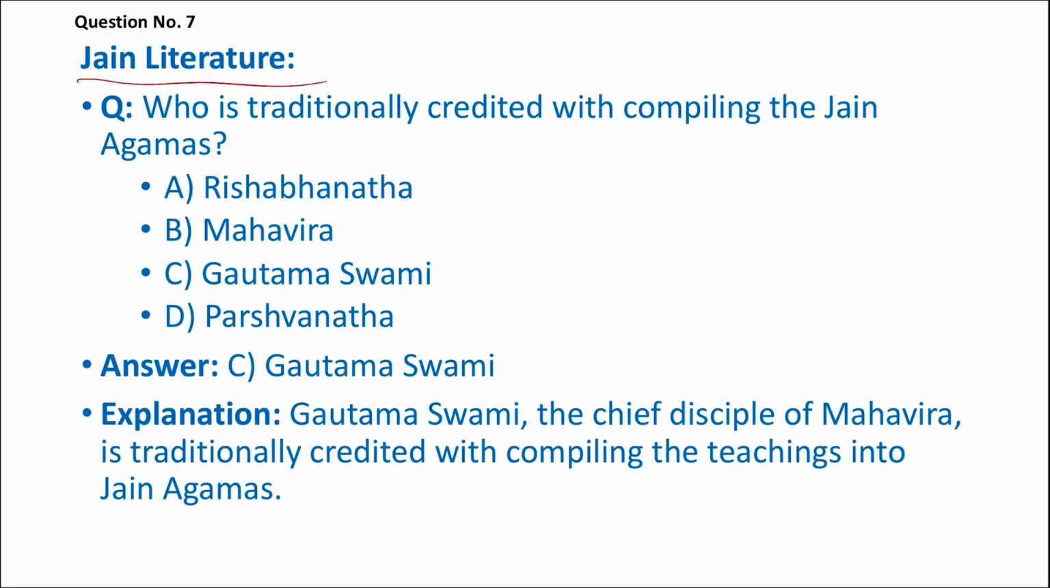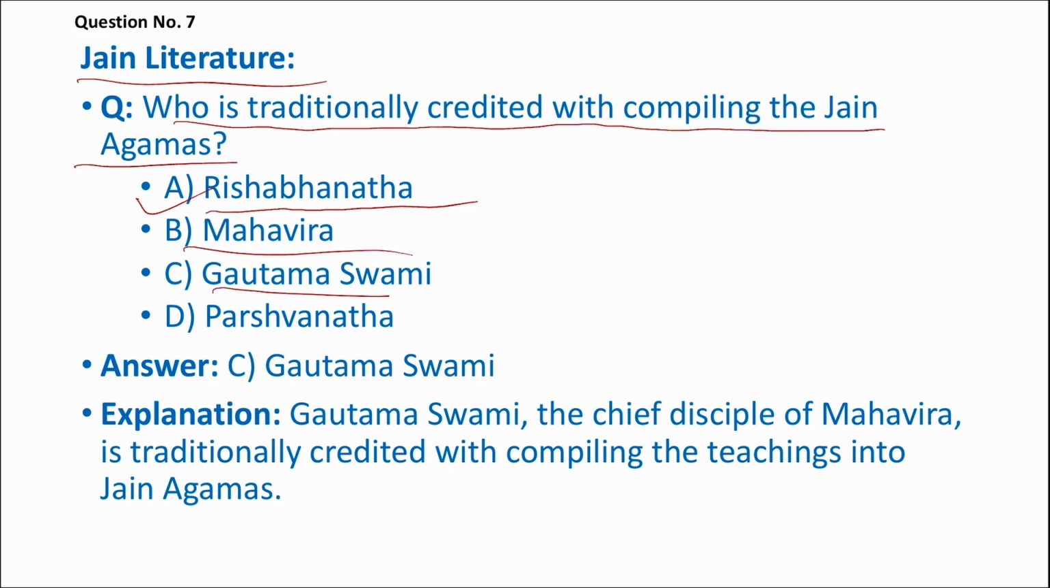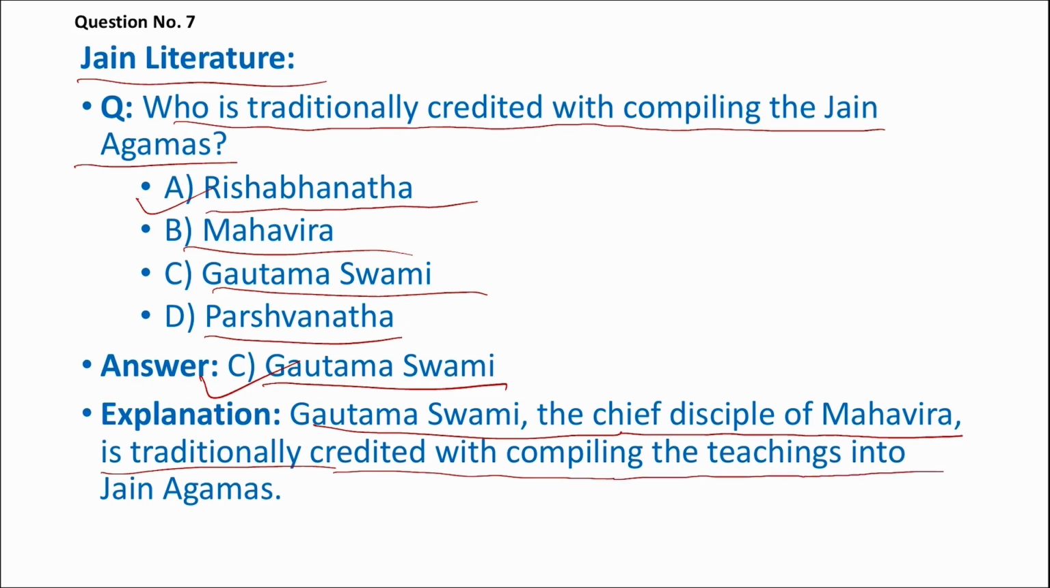Next question is from Jain literature. Who is traditionally credited with compiling the Jain Agamas? We have four options: A. Rishabhanath, then Mahavira, then Gautama Swami, then Parshvanath. The right answer is C, Gautama Swami. Gautama Swami, the chief disciple of Mahavira, is traditionally credited with compiling the teachings of Mahavira into the Jain Agamas.